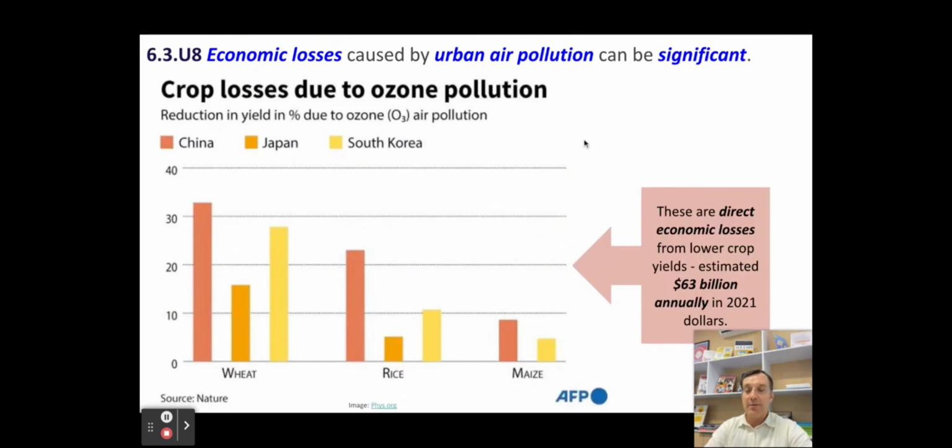Right? Economic losses. Here you go, 3 crops, wheat, rice, and maize in 3 different countries: China, Japan, and South Korea. Just in those 3 countries, ground level ozone causes about $63 billion in crop losses every year. Right? Those are direct crop losses from those crops being impacted by the ozone in the air.